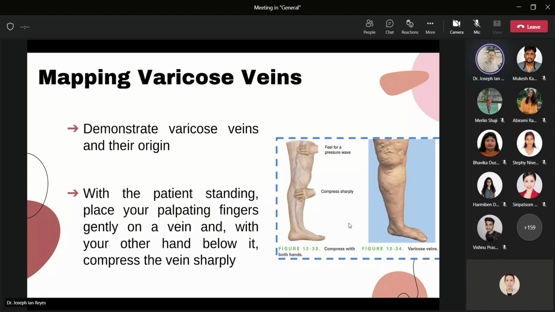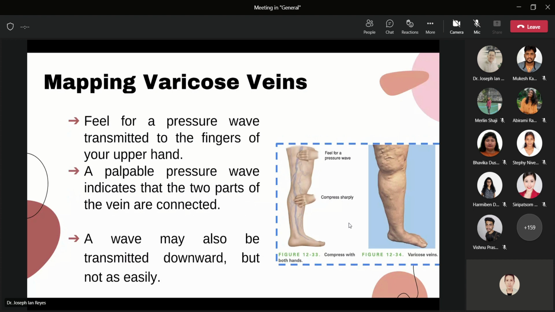Mapping of varicose veins. You just check if you occlude one area and the other area, if there is pressure building up or you can feel the fluid wave. So maybe that is the same supply. So that's how we map it. Okay.